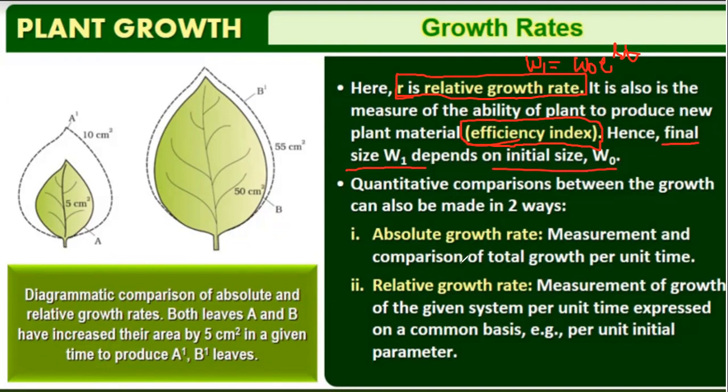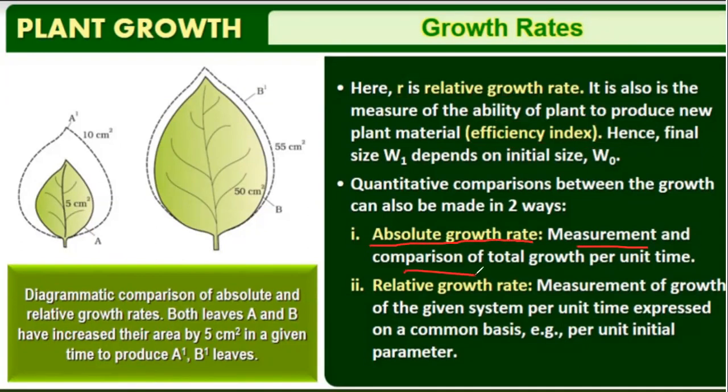right? So quantitative comparison between growth can be made in two ways. First one is absolute growth rate. Second one is relative growth rate. Absolute growth rate means the measurement and comparison of the total growth per unit time.